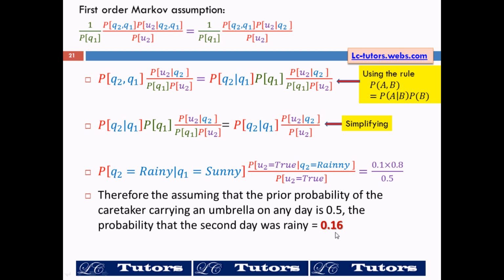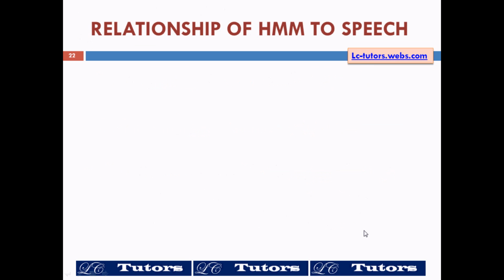That means the first day was a sunny day, and the second day you saw an umbrella event, and then the probability of that day being a rainy day is 0.16. It's again a very simple example to show how you can use the observation to predict the state of that particular thing.